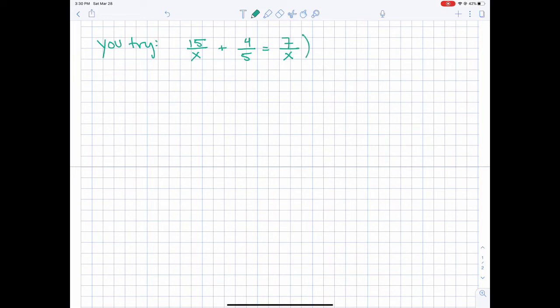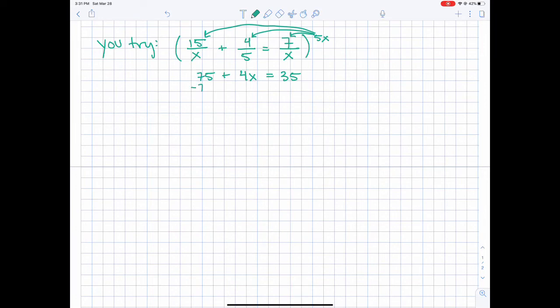Okay, so I'm going to multiply this by 5x because that's my lowest common denominator. And when I multiply it by my first term here, the x's cancel out, so I have 15 times 5, that's 75, plus 5x times 4 over 5. Now the 5's cancel out, so I'm left with 4 times x is equal to, my very last one here, the x's cancel out, 35. All right, that's a linear equation.